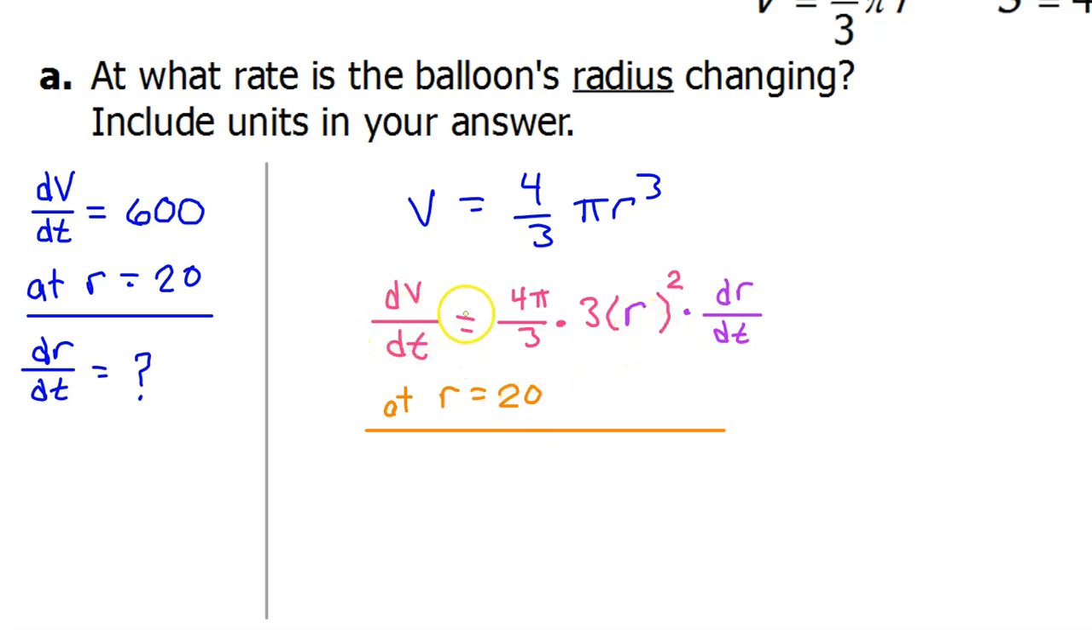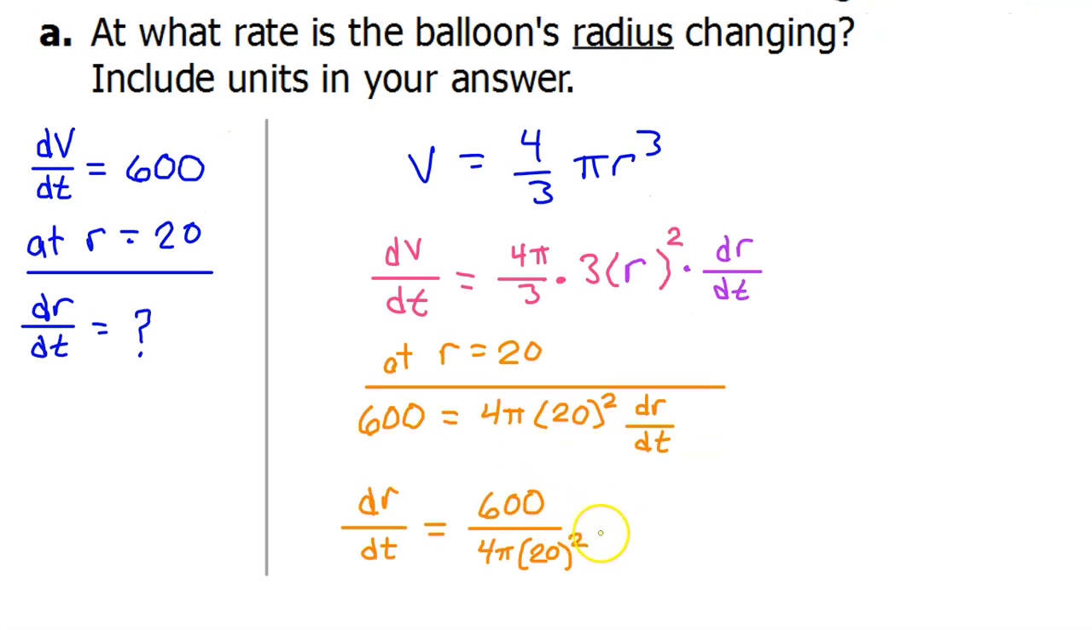What we have written here in red and purple is a relationship that is always true. What I am about to write in orange is something that's only true when r equals 20. So you have to say so: at r equals 20. Now you can plug in the 20. I'm plugging in the 600 for dV/dt, and I'm canceling out these 3's as I plug in the 20. So now we have this. We need to solve for dr/dt, so I'm going to divide both sides by 4 pi 20 squared.